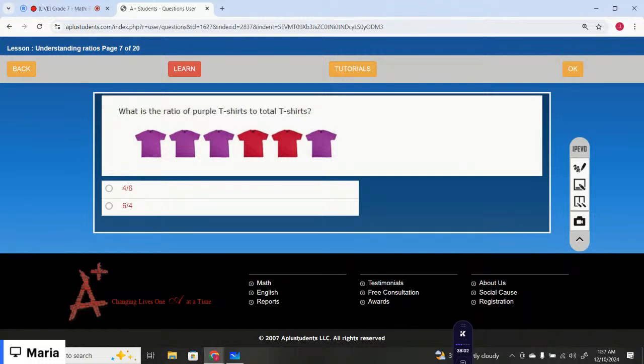What is the ratio of purple t-shirts to total t-shirts? So which is the correct option? That is 4 to 6. Option number 1 is the correct option.